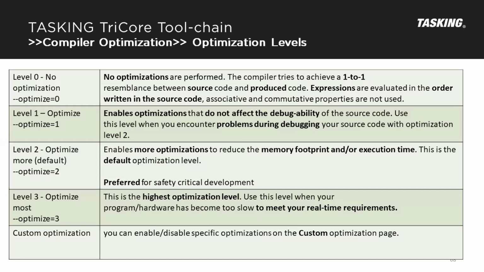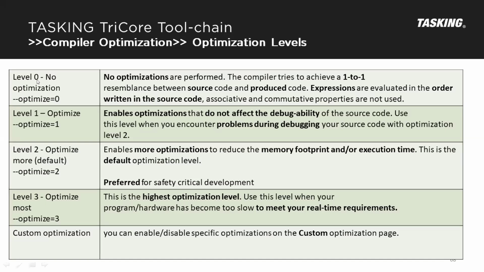For the optimization levels, you will find the toolchain offers 4 optimization levels, level 0 to level 3. And after that, it offers as well a custom optimization where you could even select your own custom optimization algorithms. So let's take it step by step.